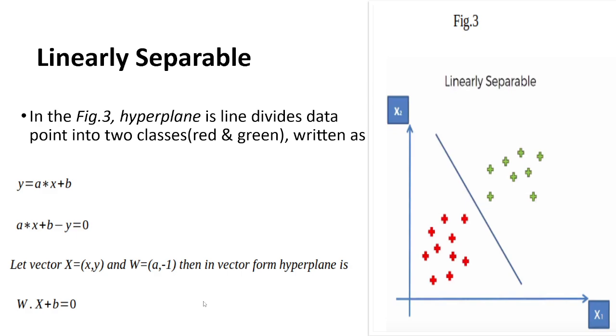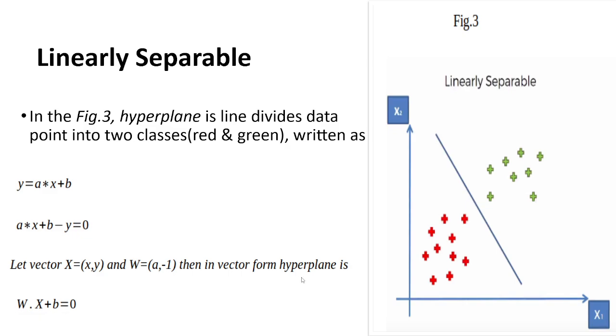So linearly separable data is represented with a line equation, that is y equal to a into x plus b, which is nothing but a into x plus b minus y equal to 0. So this is a hyperplane, a line that divides the data points into two classes, and it is written with this equation, where x is equal to (x, y) and w is equal to (a, minus 1).